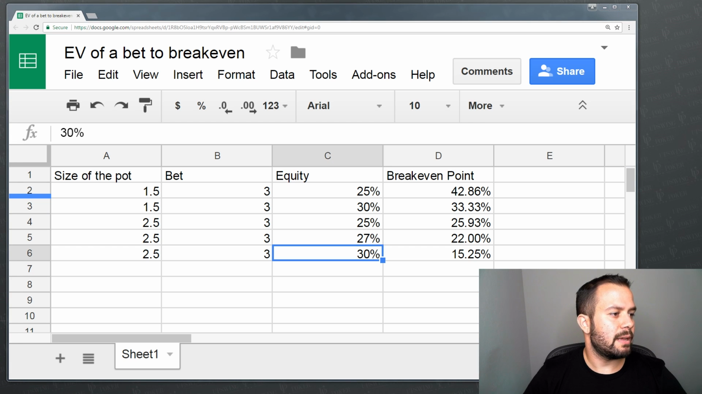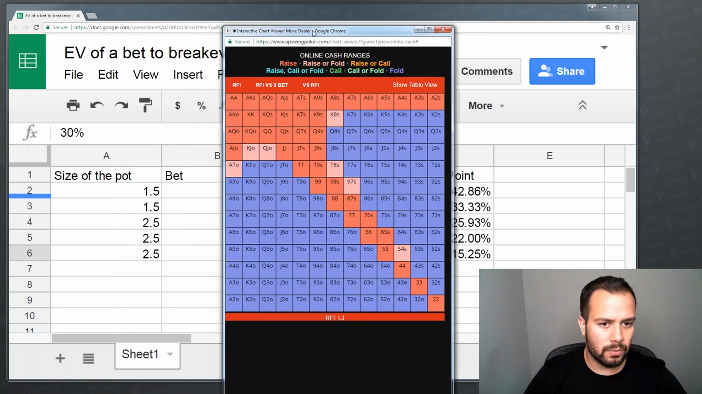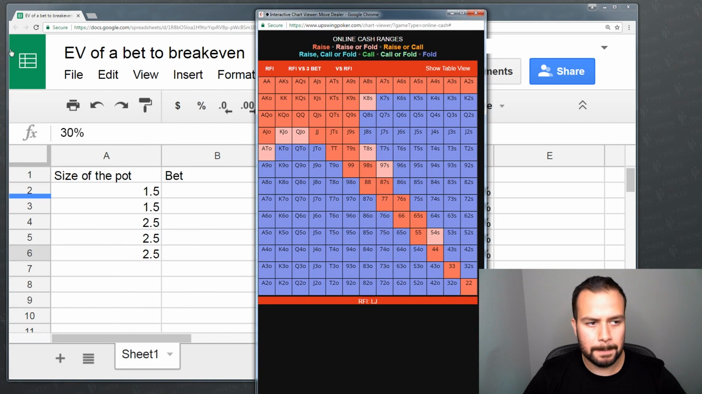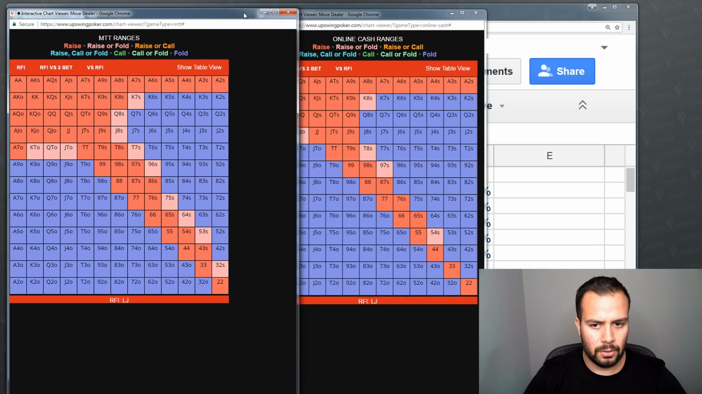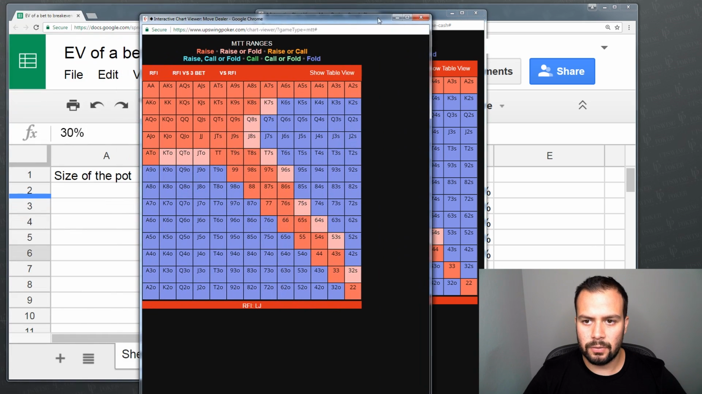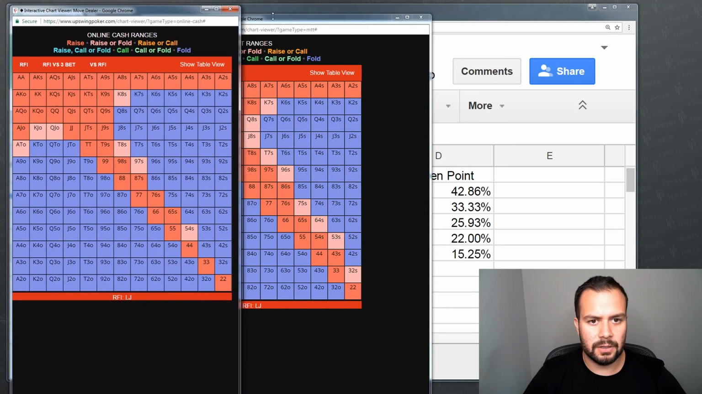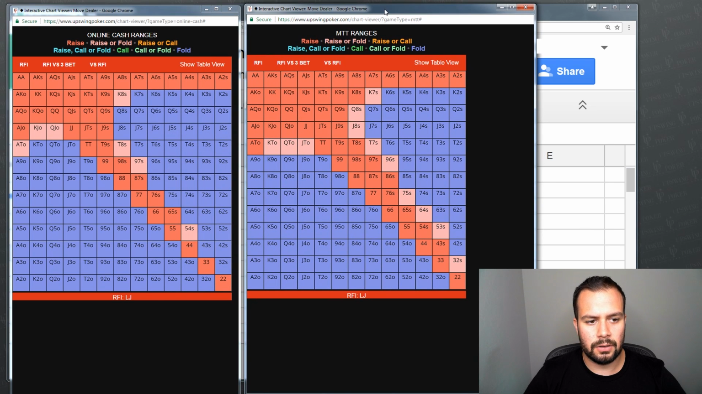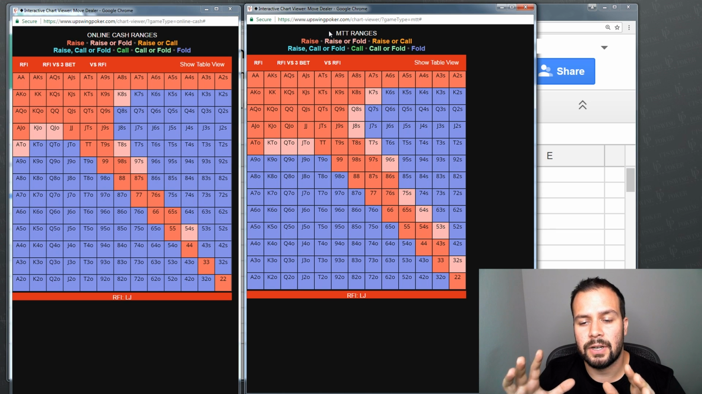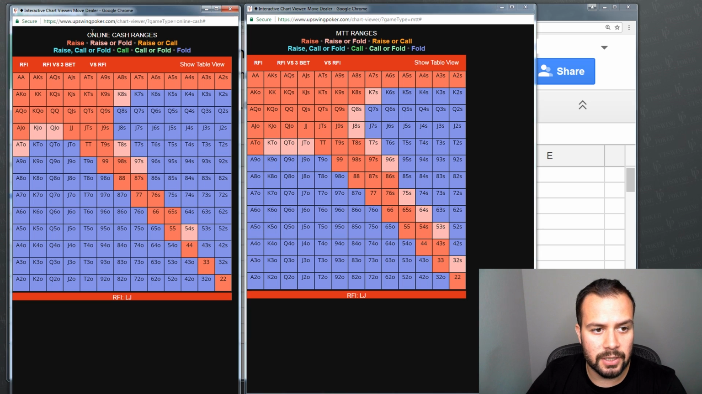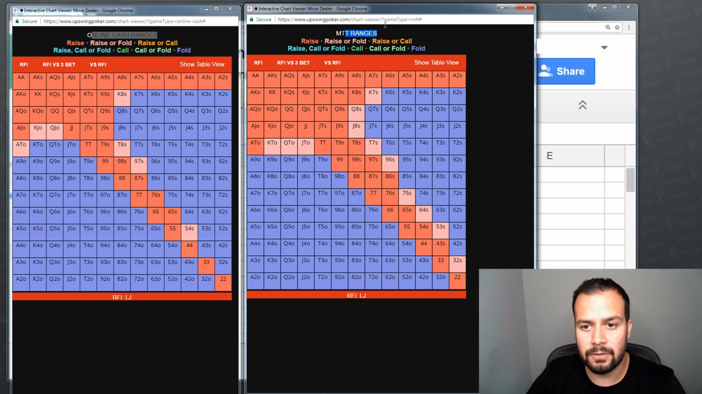So what does that mean? What is the impact of everything? What we have on the left here is the under the gun or low jack raise first in range from the Upswing Poker Lab, and what we have on the right is the under the gun raise range from the Upswing Poker Lab for MTTs. Sorry, on the left is cash games. See the title right here, and on the right is the MTT range.